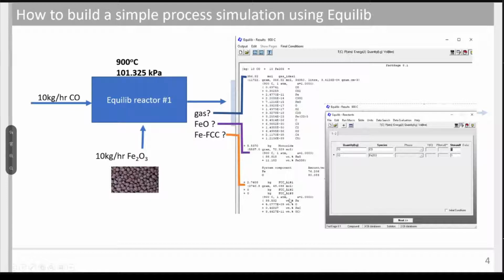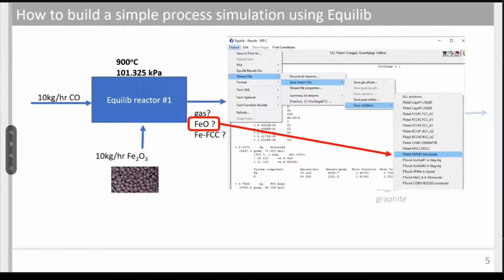Unfortunately, in this case, with the first guess I made of the amount of CO required for this amount of hematite, I still have an incomplete reduction process, and I need to further reduce the condensed phase if I want to obtain metallic iron. So what I would need to do to go to the next step is to save the stream, and we'll see that during the presentation this afternoon.